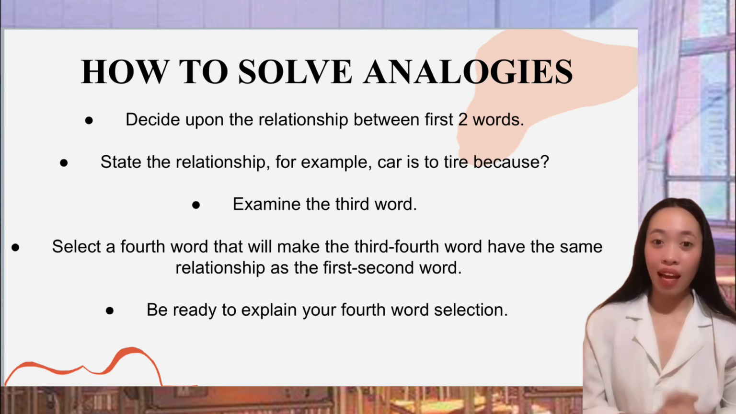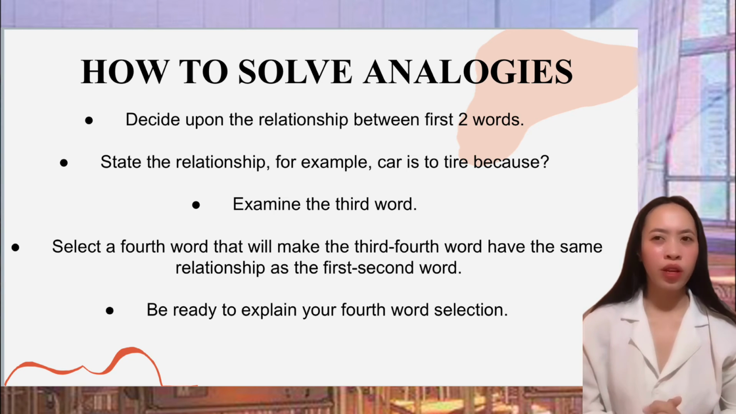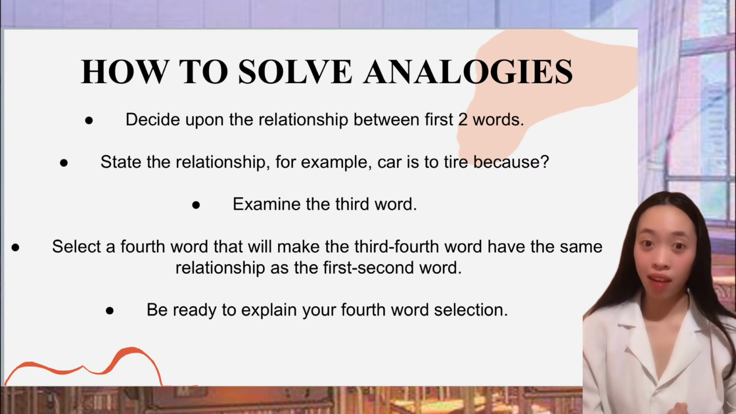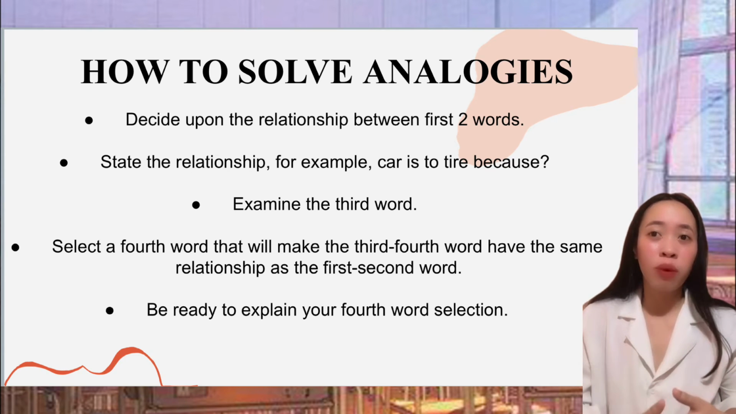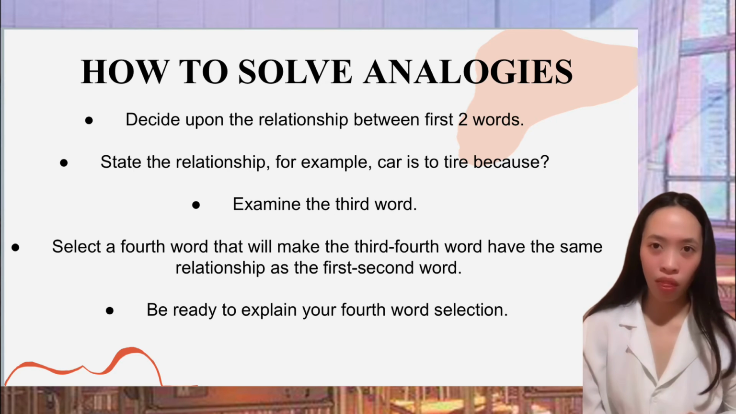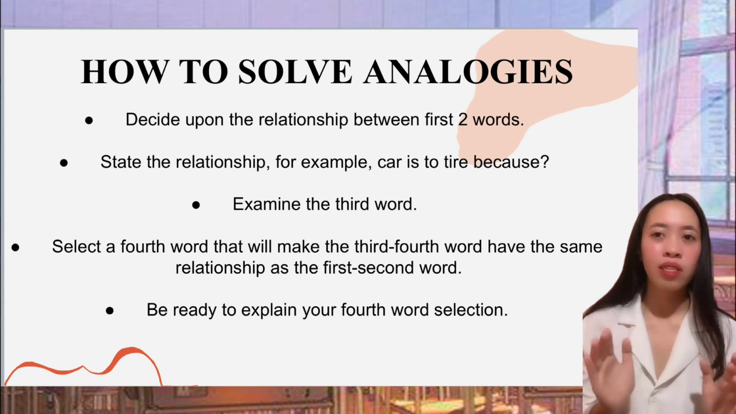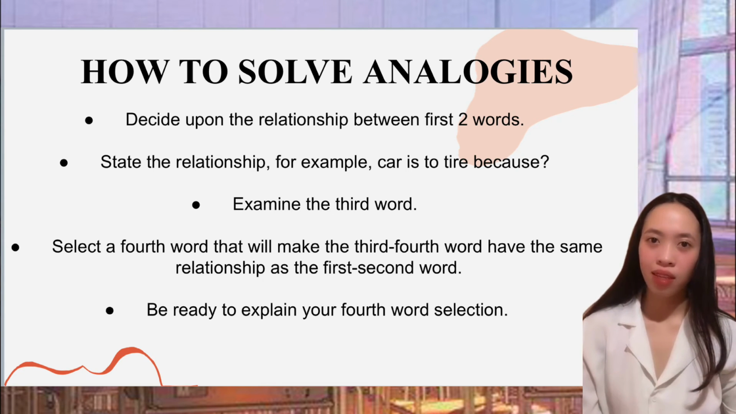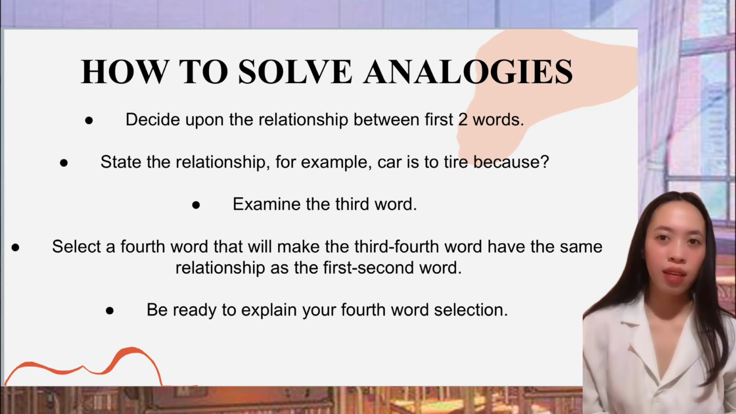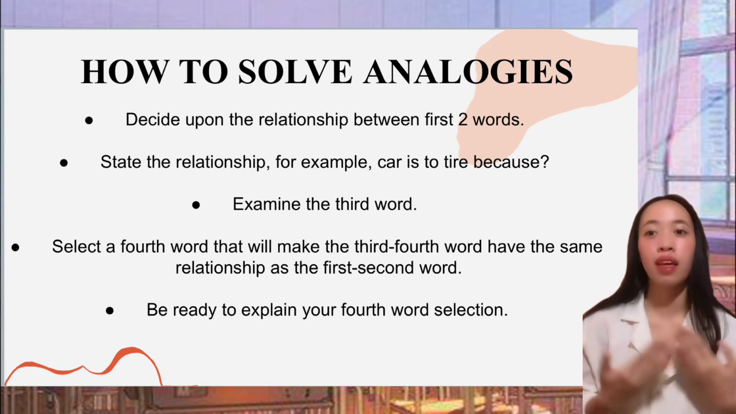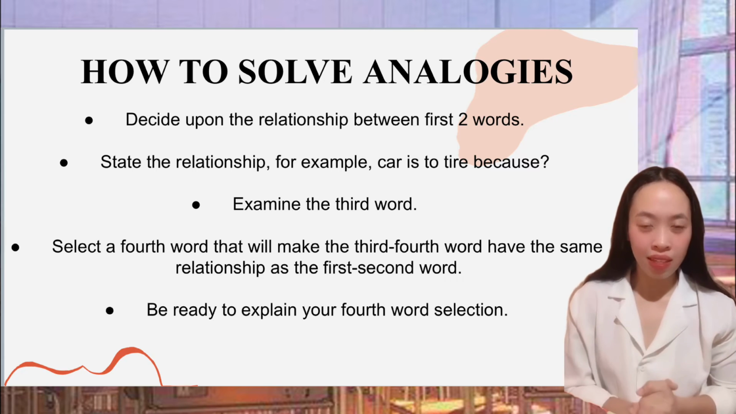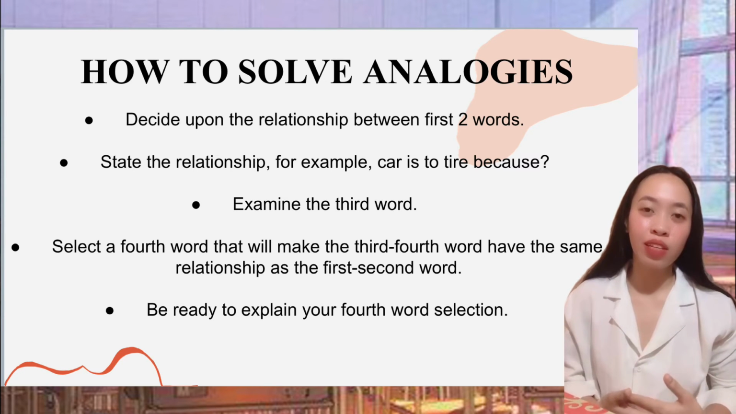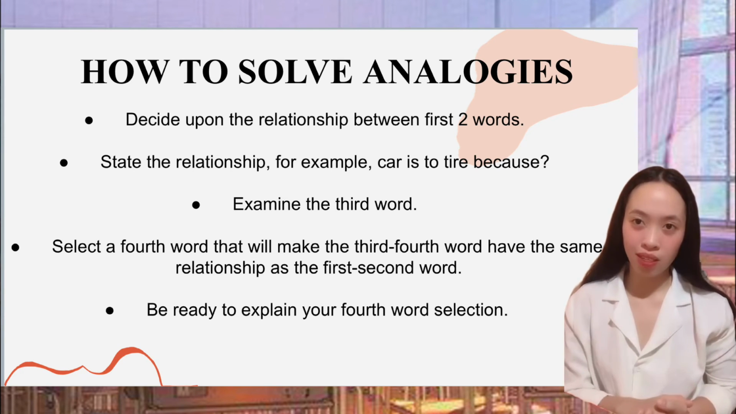To solve the analogy, you must find a word that correctly completes the second pair. At first glance, the words in an analogy may seem to have nothing to do with each other, but the words are always logically related. The first pair of words has a relationship similar to the second pair of words. The first step is to decide upon the relationship between the first two words.